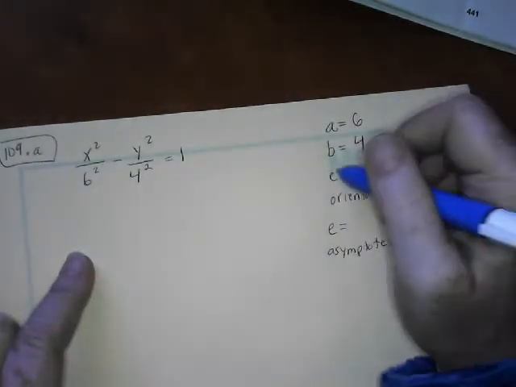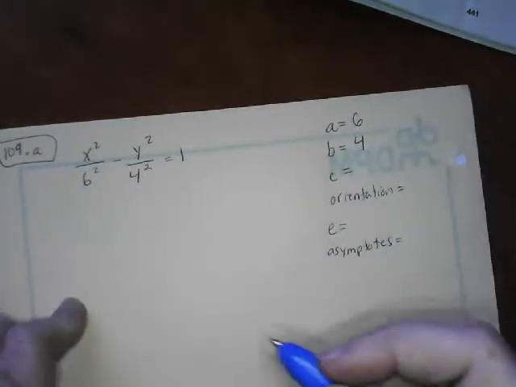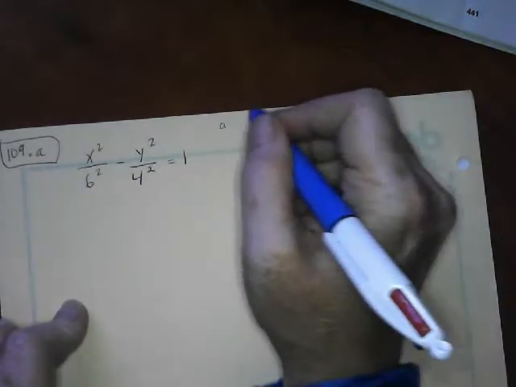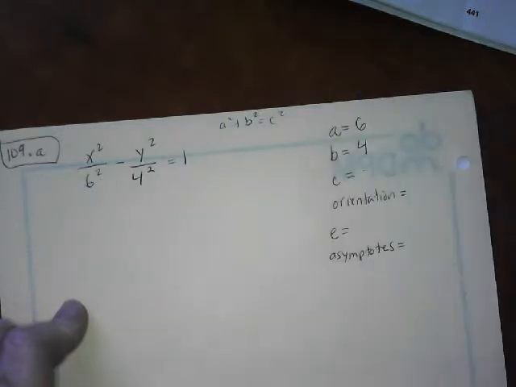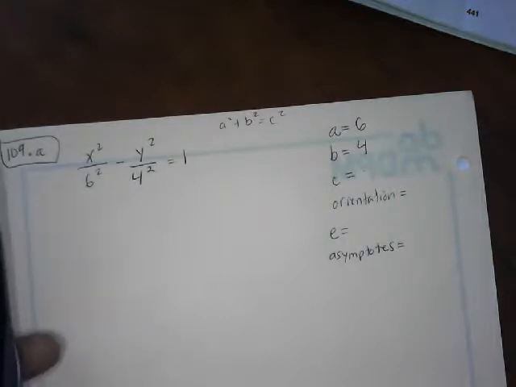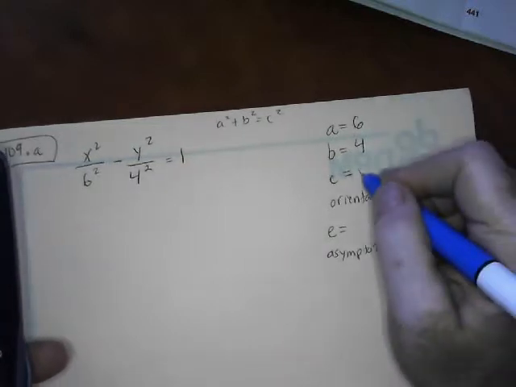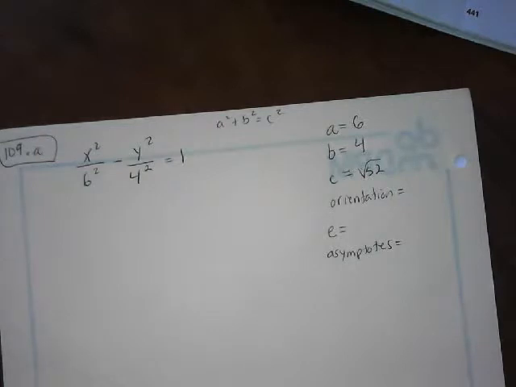Now C, remember we said you can go a squared plus b squared equals c squared. So a squared is 36, b squared is 16, 36 plus 16. That's 52, so c squared is 52, so c equals root 52. I wonder if I can kind of clean that up a little bit. Let's see.